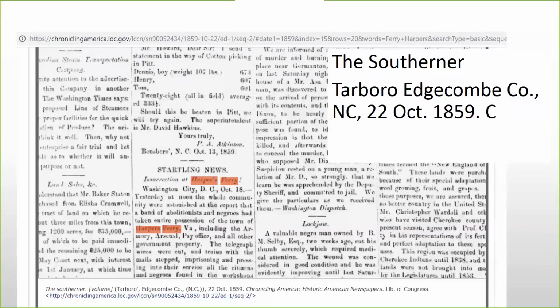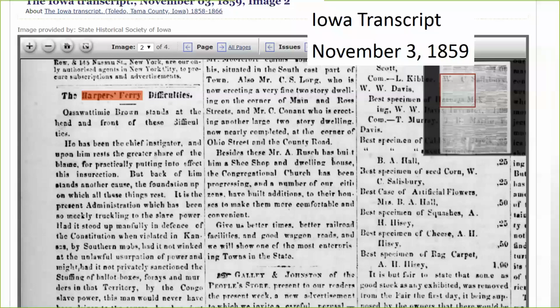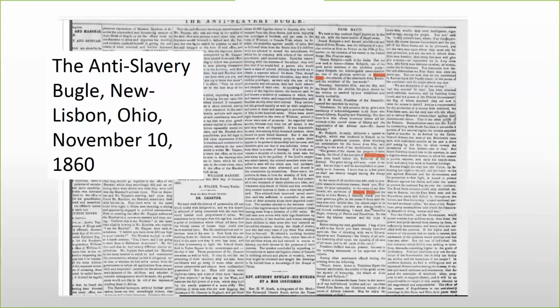Another newspaper, this one from Iowa, described John Brown and his fellows' defense of the Constitution, and it connected the events at Harper's Ferry with the events of Bleeding Kansas. And again, about a couple years later, an anti-slavery newspaper, the Anti-Slavery Bugle, referred to the martyrs at Harper's Ferry. So again, these papers provide a snapshot about regional differences in reporting the news and may help students hone their skills of identifying bias.